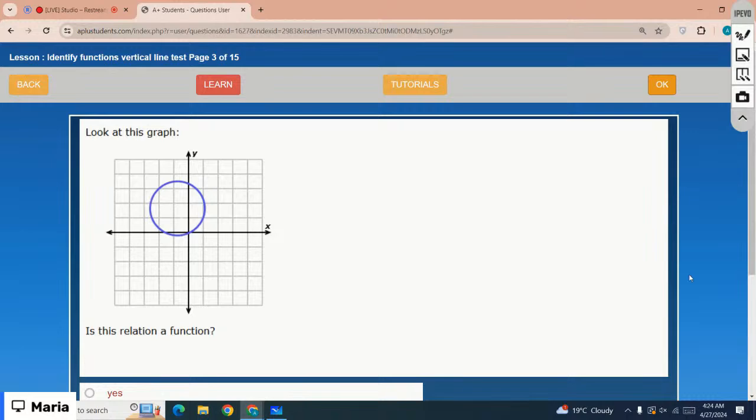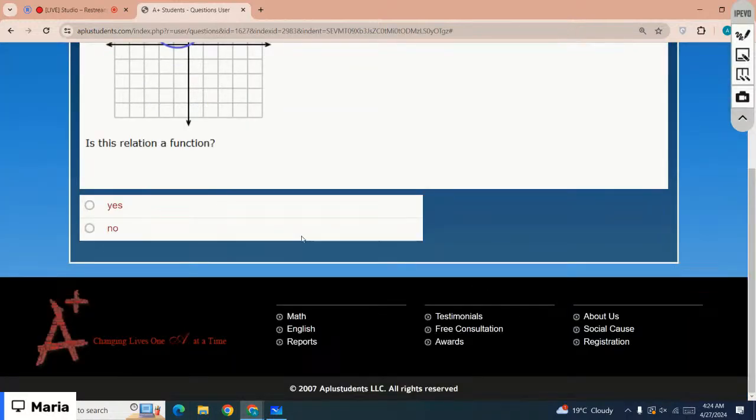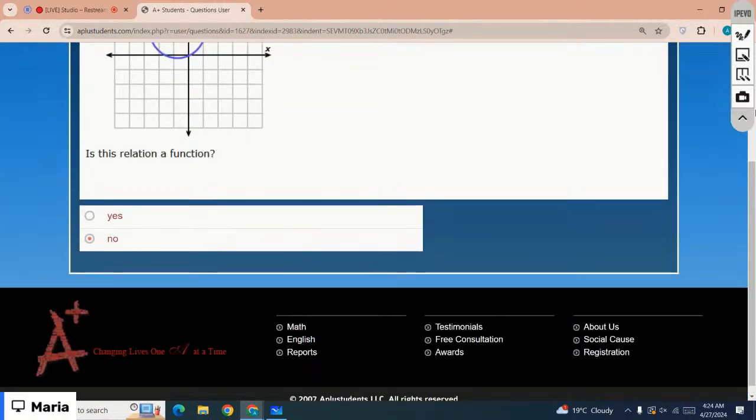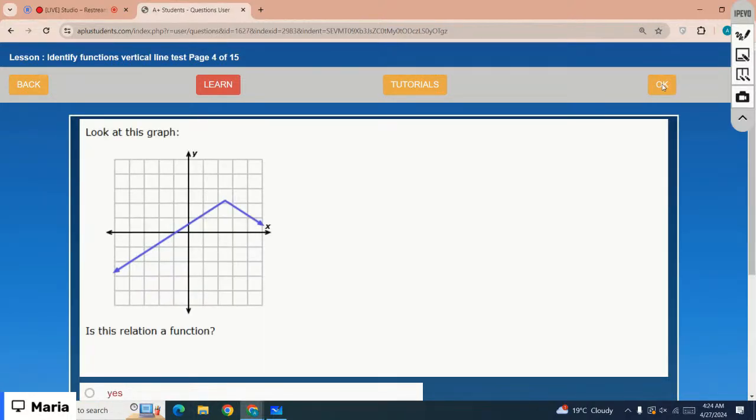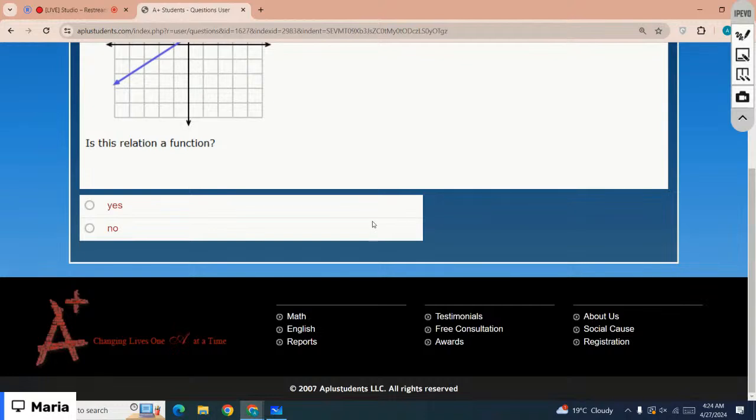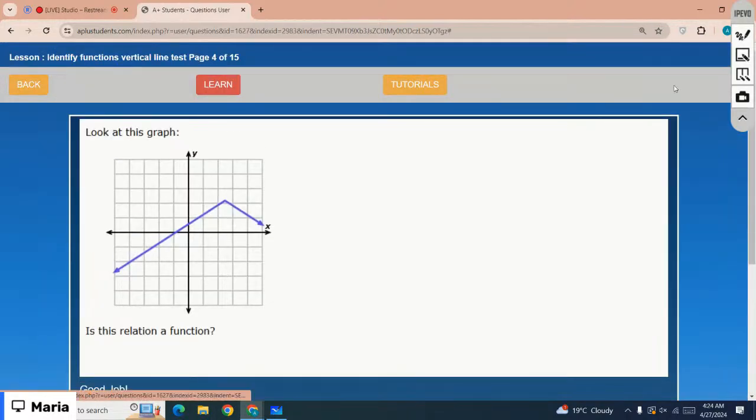Sorry, the correct option is no. This isn't a function, right? Because if you make a vertical line, it intersects the graph at more than one point. Look at this graph. Is this relation a function? Yes, it is, right? If you make a vertical line, it intersects the graph at only one point. So, yes, that is a function.